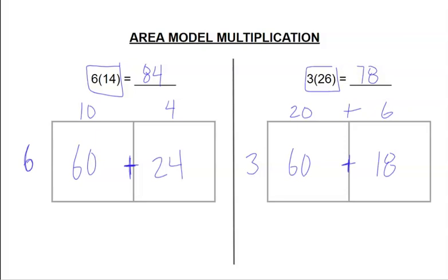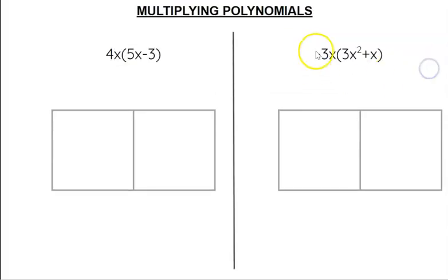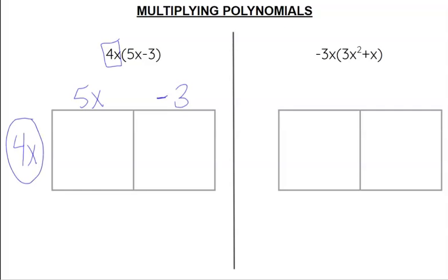Now we're going to take this concept and apply it to our polynomials. When we multiply polynomials, we take the term outside the parentheses, 4x, that's our monomial, our single-term polynomial. Then we take what's inside the parentheses, 5x minus 3, and break it up. We multiply this single piece by both terms. We're really applying the distributive property.